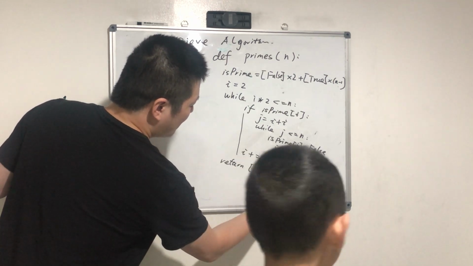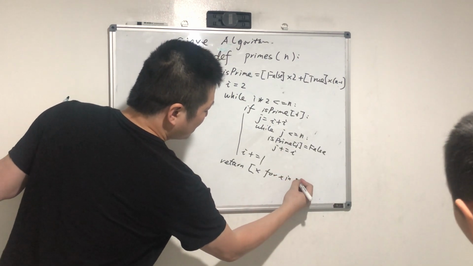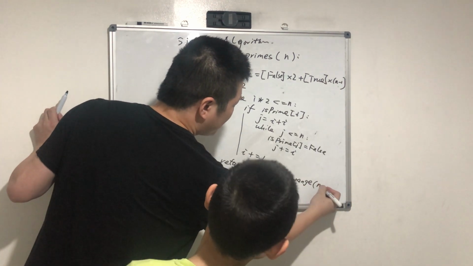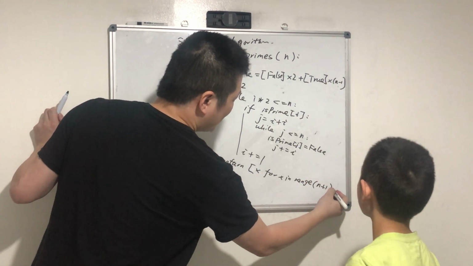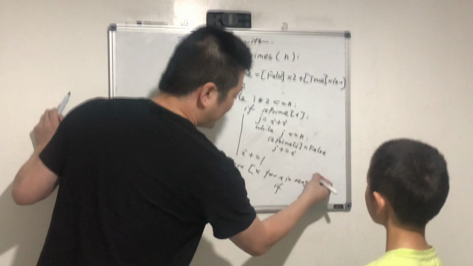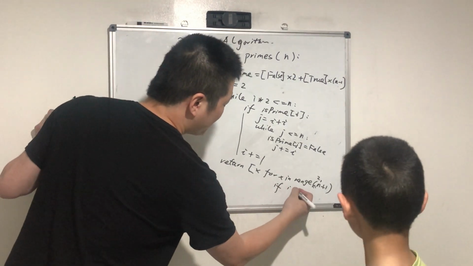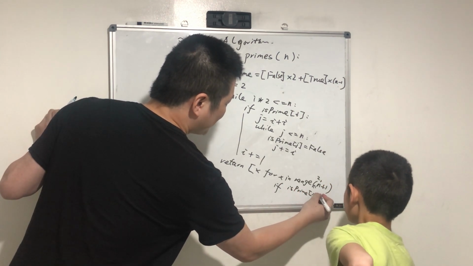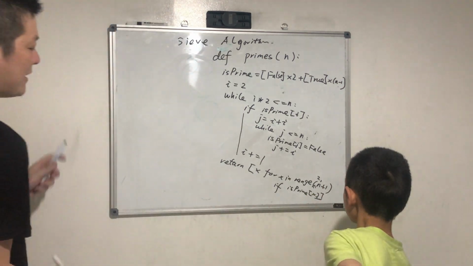x for x in range, that's the fancy way, range n plus 1. Or you can start with 2, since we know that 0 and 1 are not prime. If is_prime(x), we want to check. Does it make sense?